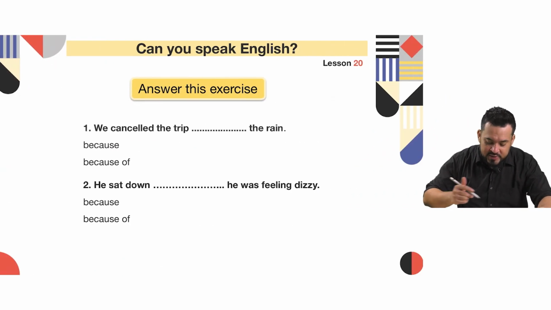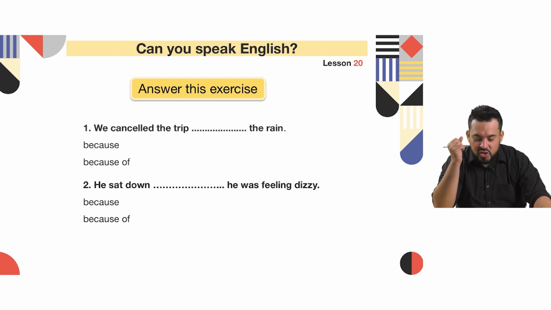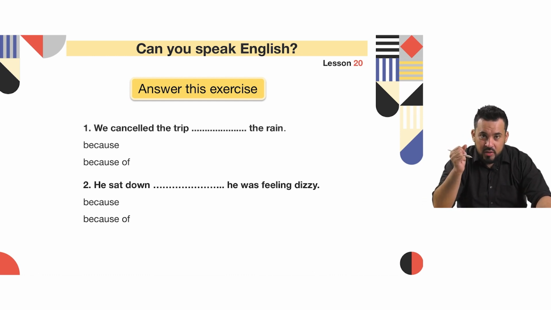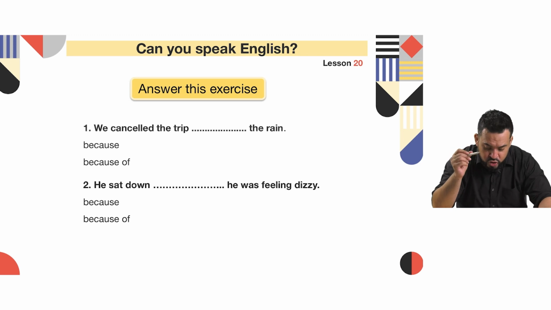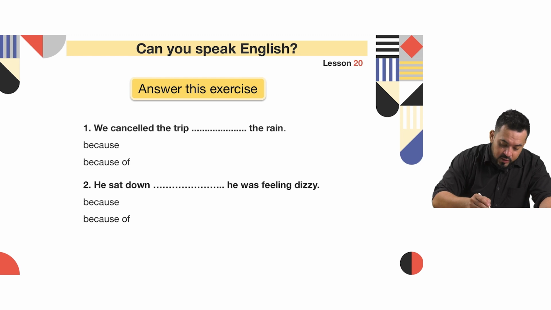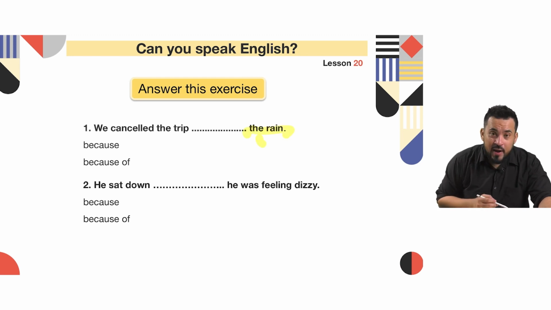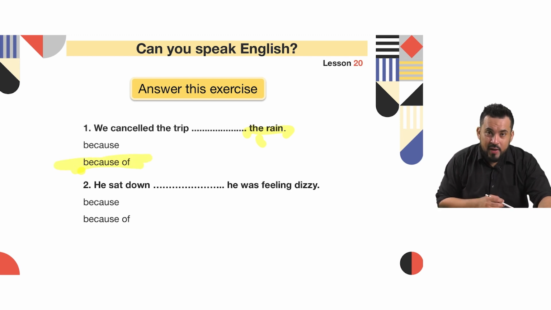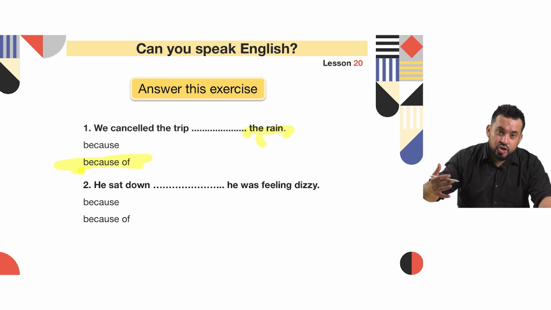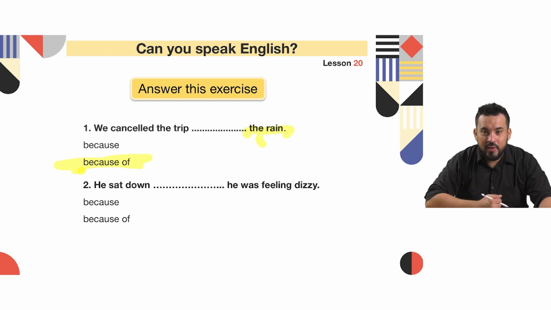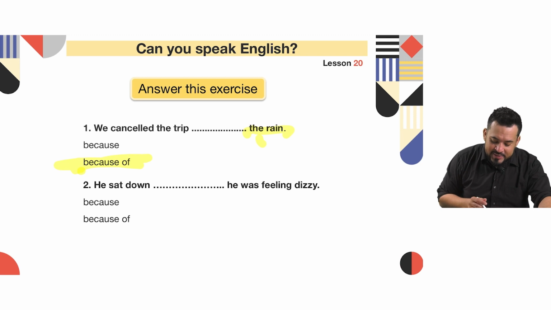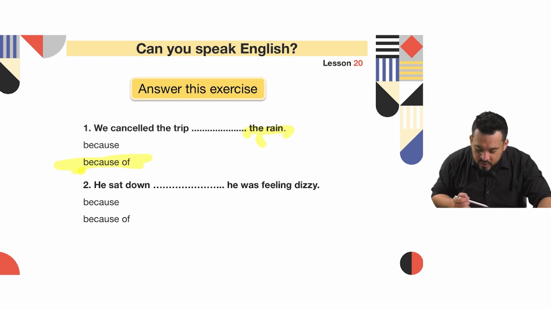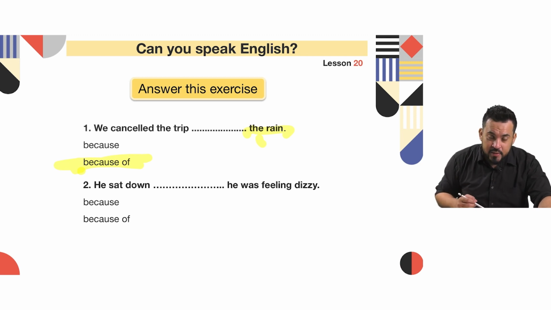All right, let's do an exercise together. We canceled the trip, the rain. We canceled the trip because the rain or because of the rain. Let's look. The rain here is a noun. So because of. Because of is followed by a noun. So we canceled the trip because of the rain. He sat down. He was feeling dizzy.